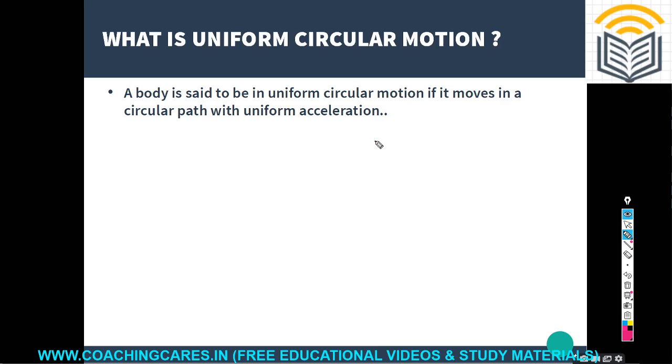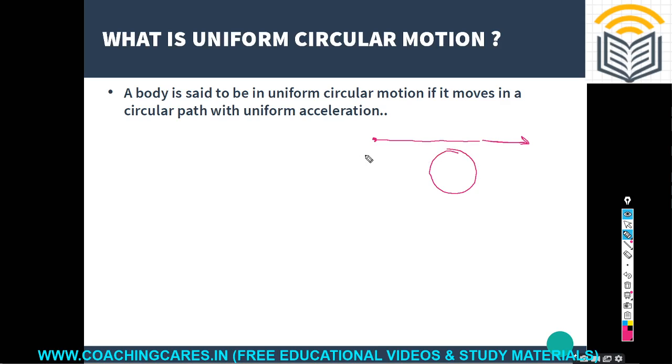There are two types of motions. One is the rectilinear motion. In a rectilinear motion, an object moves in a straight line. That is called motion in a straight line or rectilinear motion. Another motion is when an object moves in a circular path. That is known as circular motion.